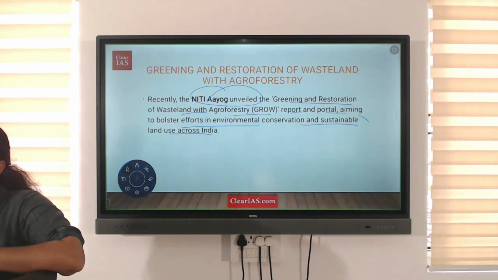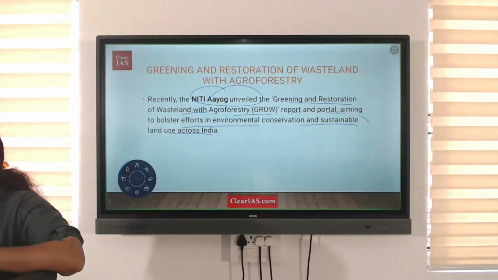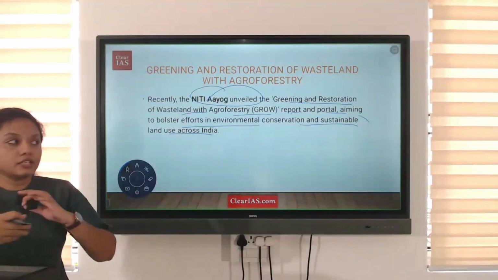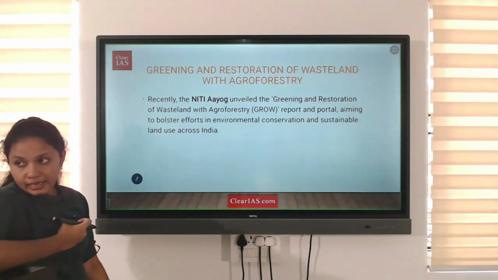So rather than keeping it as such, what the Niti Aayog is doing is to have a GROW initiative, in which agroforestry, or forest agriculture and forestry, for example timber, such kinds of activities can be taken up on the land.